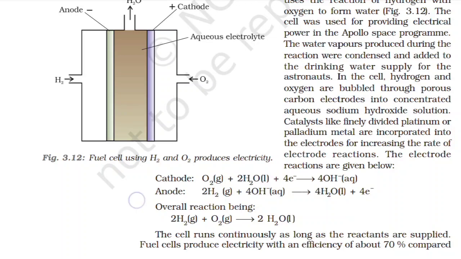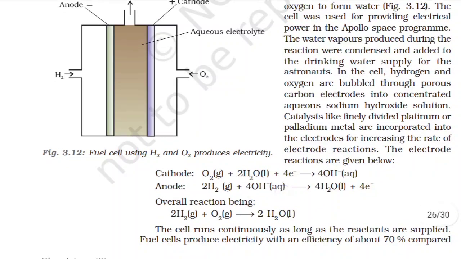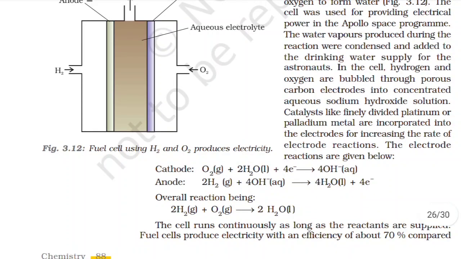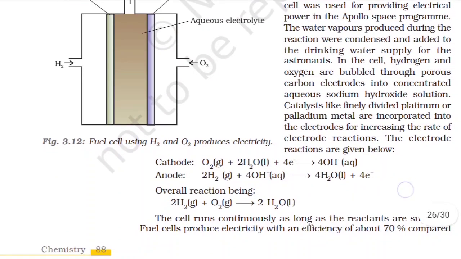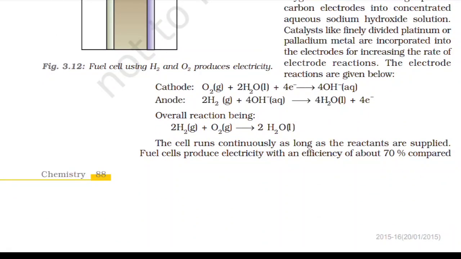So for the overall reaction, if you add these two, the 4 OH minus cancel, the 4 electrons cancel, and out of the 4 water, 2 H2O also cancel. So the overall reaction will be 2H2 plus O2 gives 2H2O. So this is actually the overall reaction.